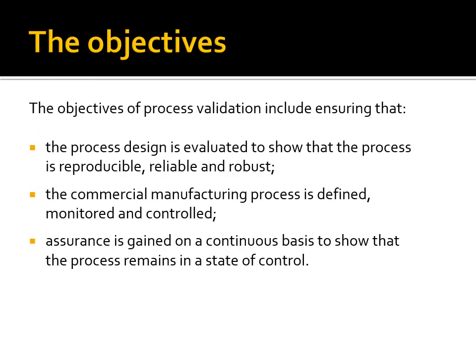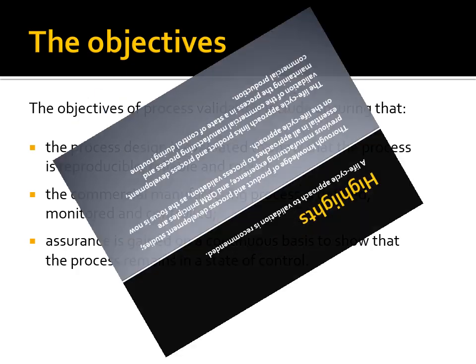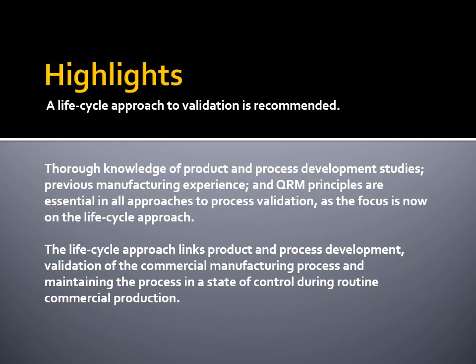The objectives of process validation include ensuring that the process design is evaluated to show that the process is reproducible, reliable, and robust. The commercial manufacturing process is defined, monitored, and controlled. Assurance is gained on a continuous basis to show that the process remains in a state of control. A life cycle approach to validation is recommended in this guideline.